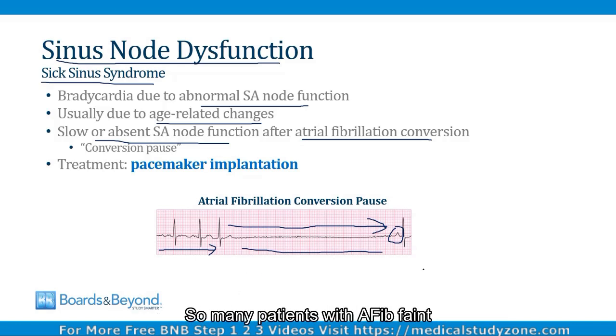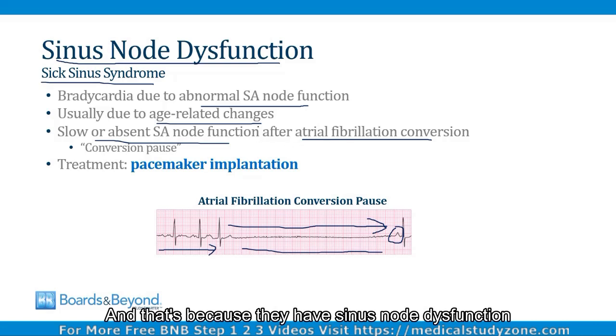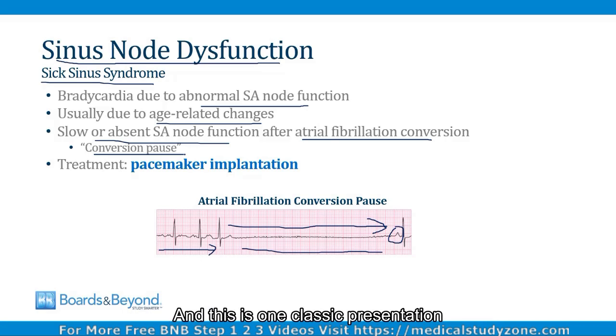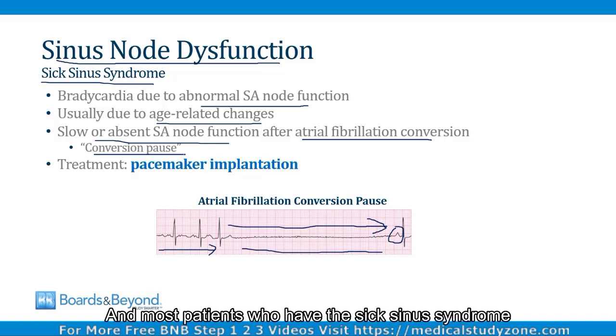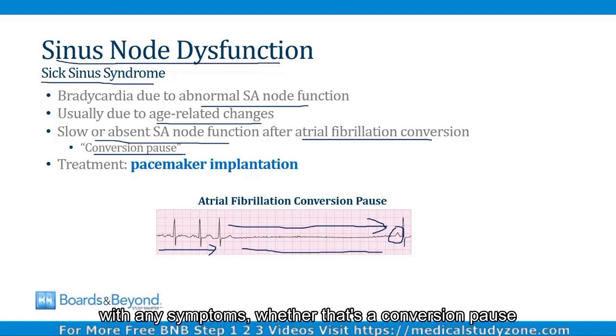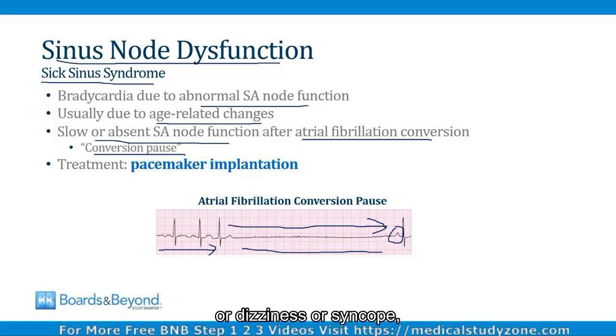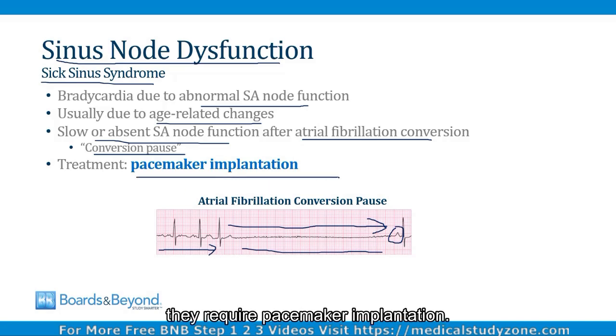So many patients with AFib faint when they convert from AFib to sinus rhythm, and that's because they have sinus node dysfunction. And these pauses are called conversion pauses. This is one classic presentation of sick sinus syndrome. And most patients who have sick sinus syndrome with any symptoms, whether that's a conversion pause or dizziness or syncope, require pacemaker implantation.